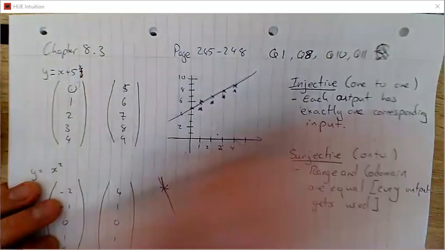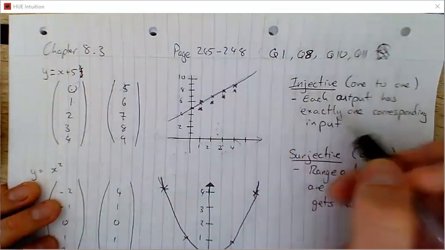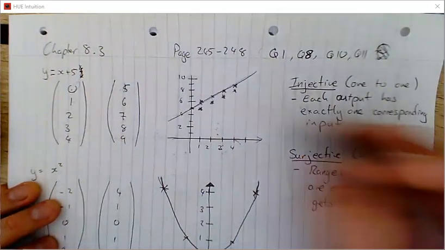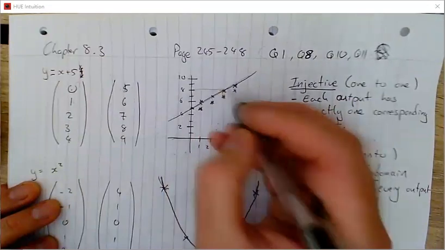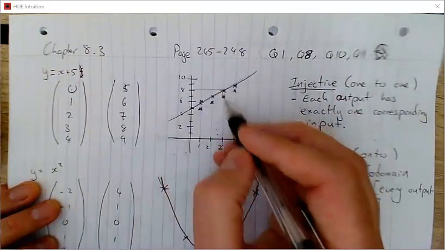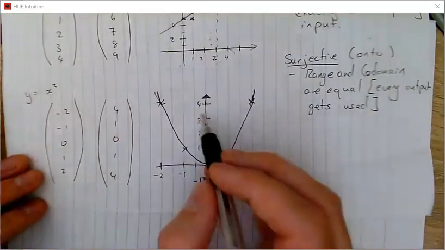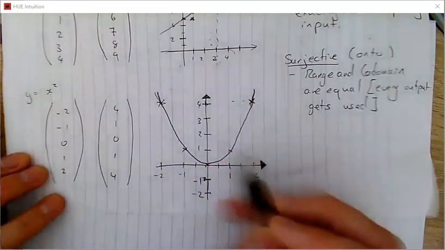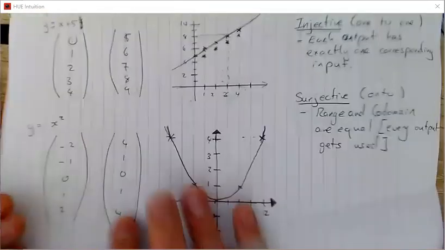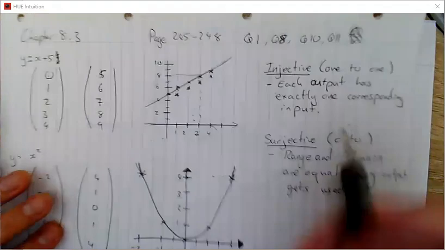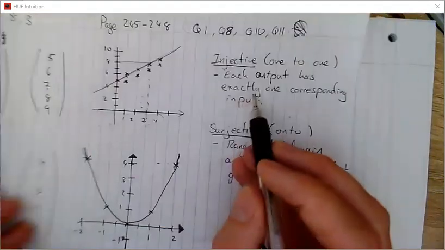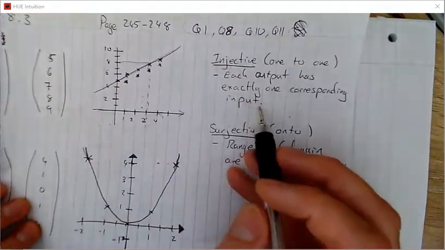And what do we mean by this word injective? Well, injective, or one-to-one, means every output, such as 8, corresponds to exactly one input. That's an injective function, as opposed to down here, this function y equals x squared, where 4 corresponds to two different inputs. So that is not an injective function. Injective functions are one-to-one. Every output has exactly one corresponding input.